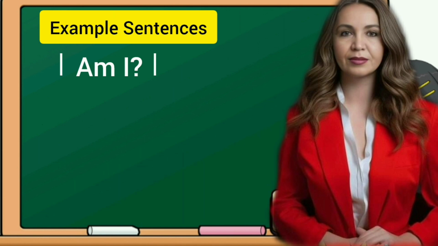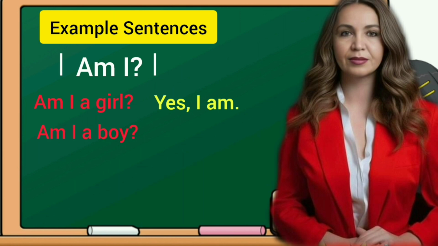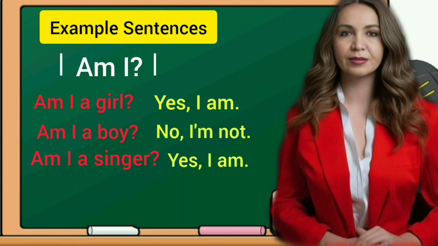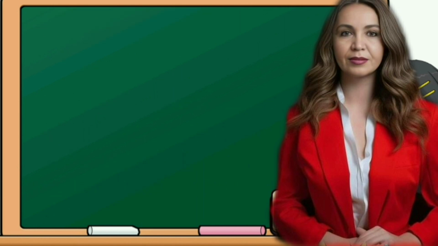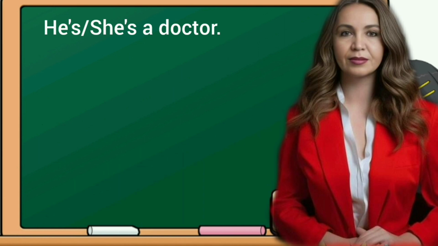Let us have more examples, but repeat after me. Am I a girl? Yes, I am. Am I a boy? No, I'm not. Am I a singer? Yes, I am. Am I a friend? No, I'm not.